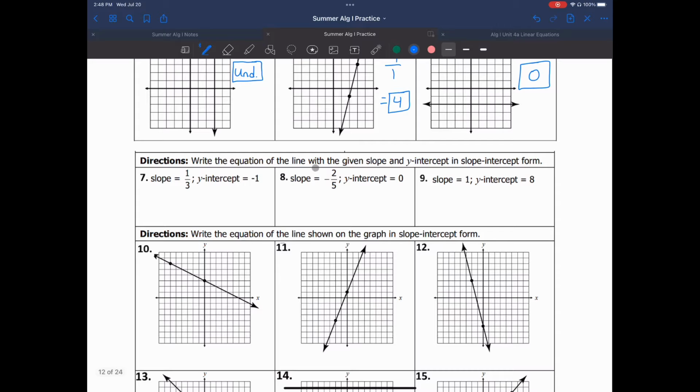Okay. Then we have this little section in the middle here. It says write the equation of the line with the given slope and y-intercept in slope-intercept form. So that slope-intercept form we know is y equals mx plus b. Okay, so these are very straightforward, just like what we did in the notes, where you're just plugging in the numbers they give you for your m and for your b.